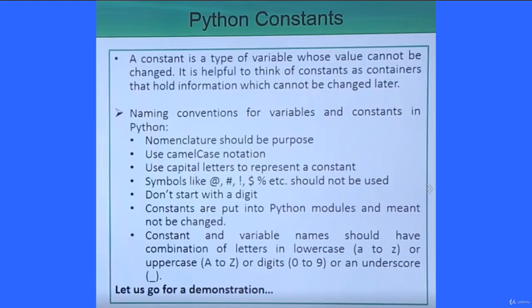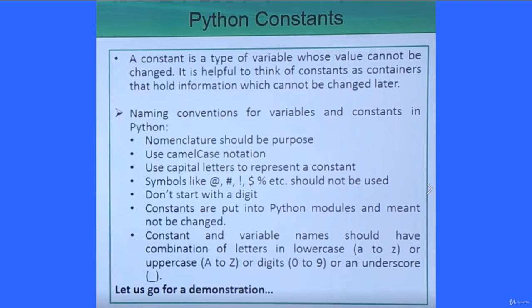A constant is a type of variable whose value cannot be changed. It is helpful to think of constants as containers that hold information which cannot be changed later on. So a constant is nothing but a variable which holds a value, but the value cannot be changed later on.